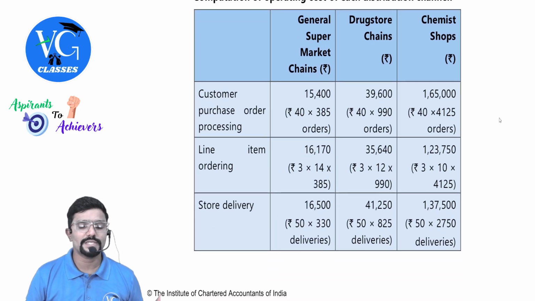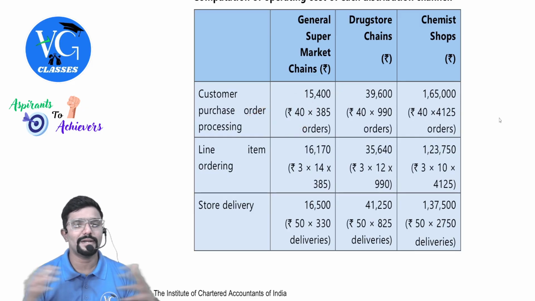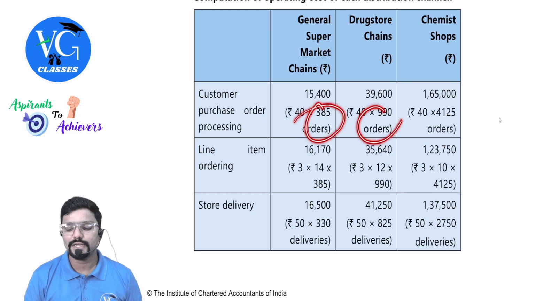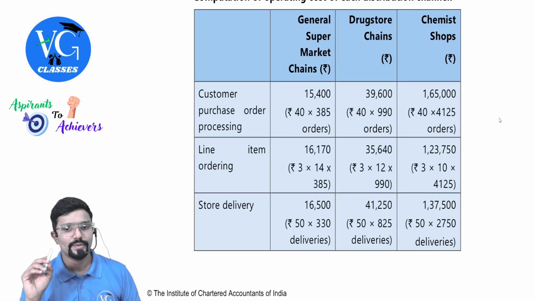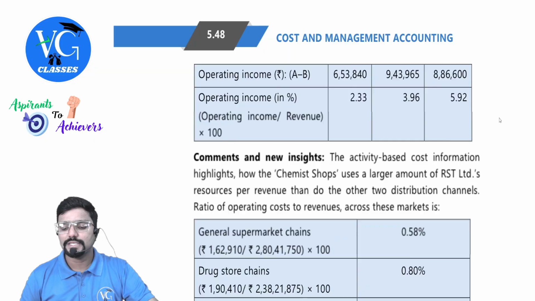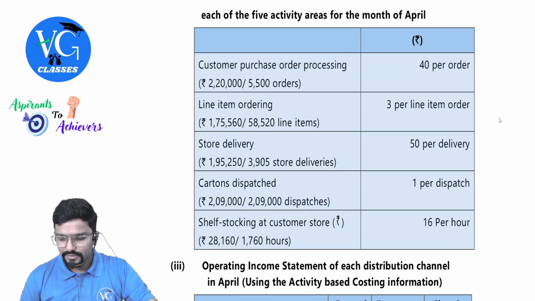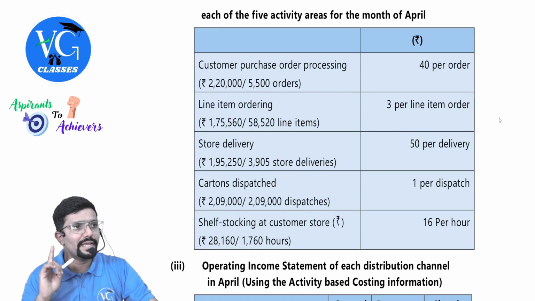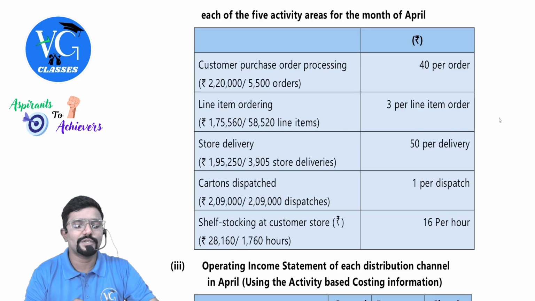Customer purchase order processing. Number of orders is directly given in the question. We have got 40 rupees per order. Multiply: 40 into 385, 40 into 990, 40 into 4125. Guys, this number of orders is already given in the question itself. Line item ordering, guys. How much is the cost we have got here? 3 rupees per line item order. But the number of line items is not given directly in the question.